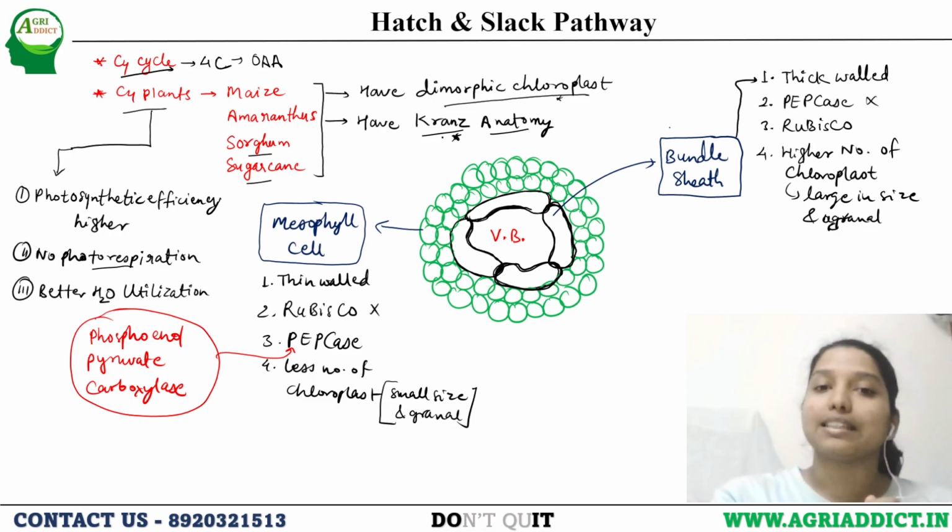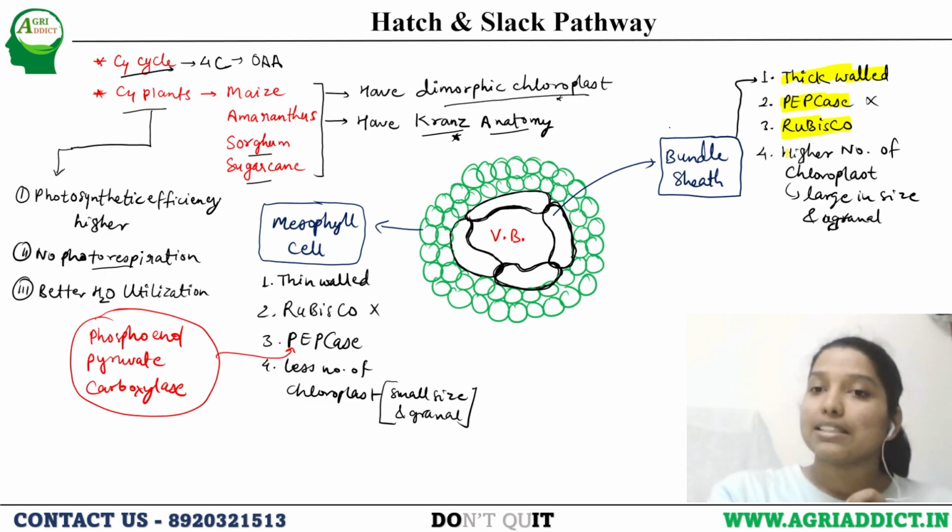Now comes the Kranz anatomy. What happens in C4 plants? The vascular bundle is surrounded by specialized thick bundle sheath cells. These are the importance or specialized structure. Why? Because they are thick walled and they do not have the PEPcase enzyme. They have the Rubisco enzyme. This you have to remember. In bundle sheath cells, Rubisco enzyme is found, but PEPcase is not found, meaning phosphoenolpyruvate carboxylase enzyme is not found in bundle sheath cells.